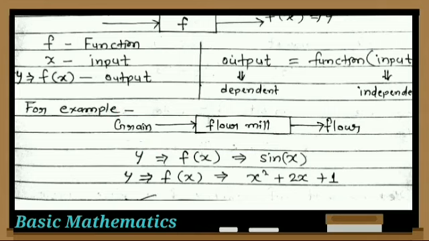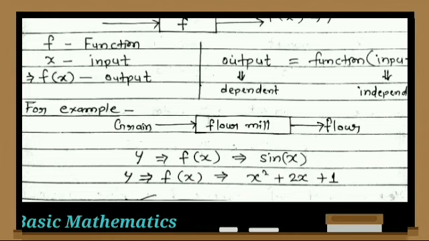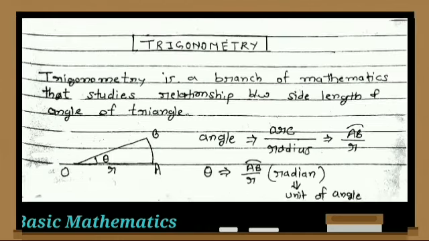Now we move to the second example. Here I have written y equals f(x) equals sin x. Here sin represents the function and x represents the input. So when the sine function processes x, we get the output f(x). The second function is x squared plus 2x plus 1. Here x is the input and y is the output. Is it clear to you? Now we move further.